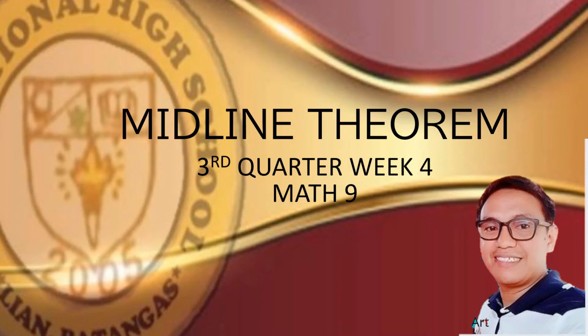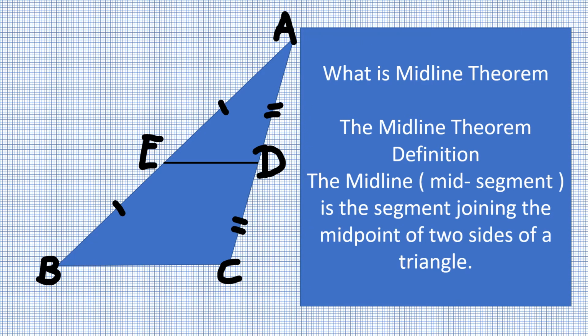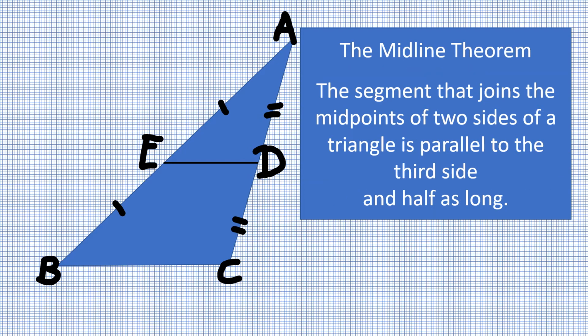This time our topic is all about the midline theorem. So what is the midline theorem? The midline or midsegment is the segment joining the midpoints of two sides of a triangle. The midline theorem states that the segment that joins the midpoints of two sides of a triangle is parallel to the third side and half as long.